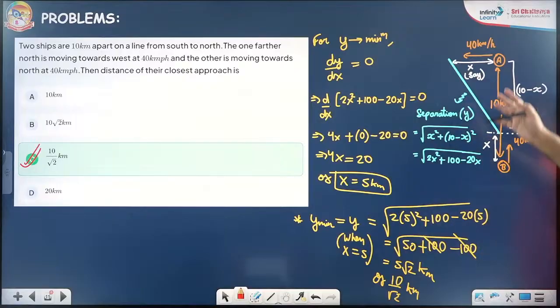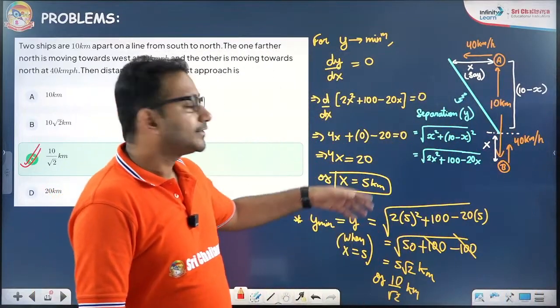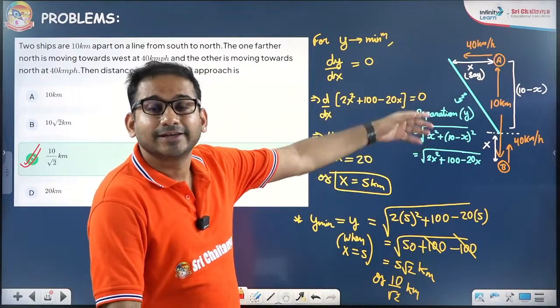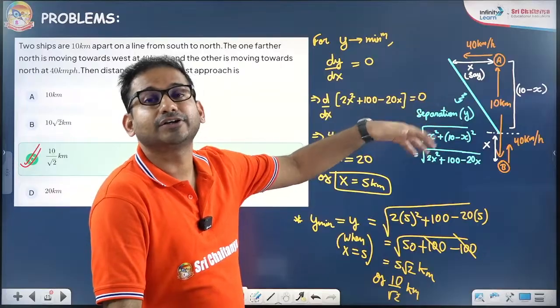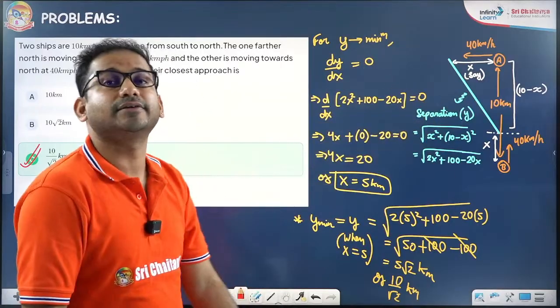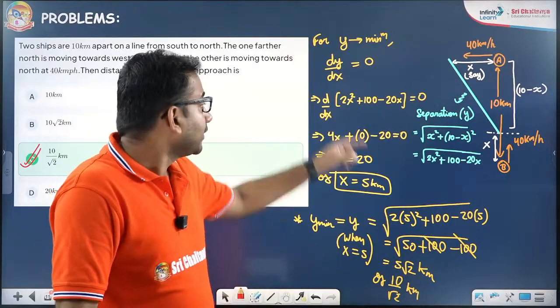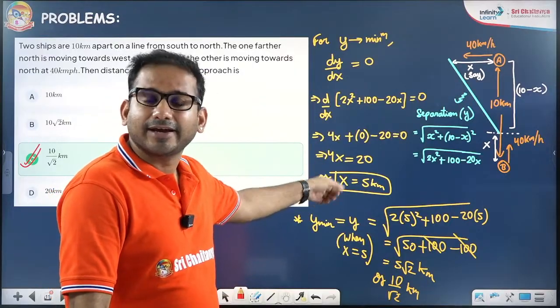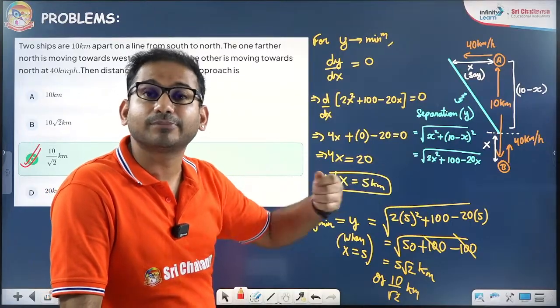So I hope you realize that it is a very lengthy approach. Why is it lengthy? Because we have to assume that it has traveled a distance x, that will also travel a distance x. We will find the final separation in terms of x. Then we will apply the maxima and minima technique, because they are asking you the minimum separation. You have applied the maxima and minima technique, and after getting the value of x, you need to find out the minimum separation.